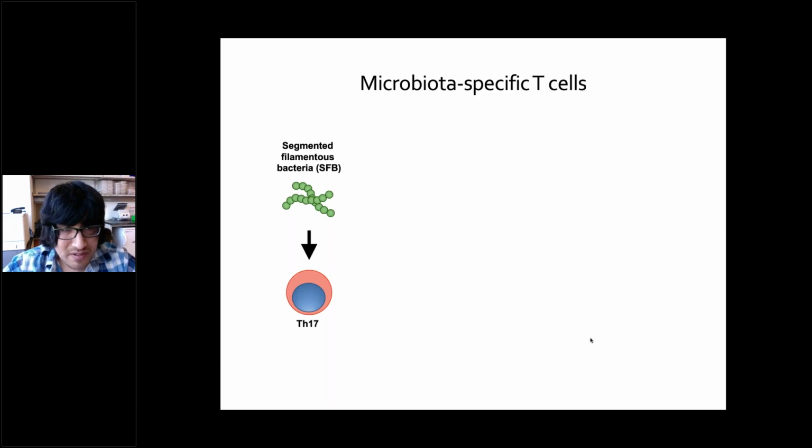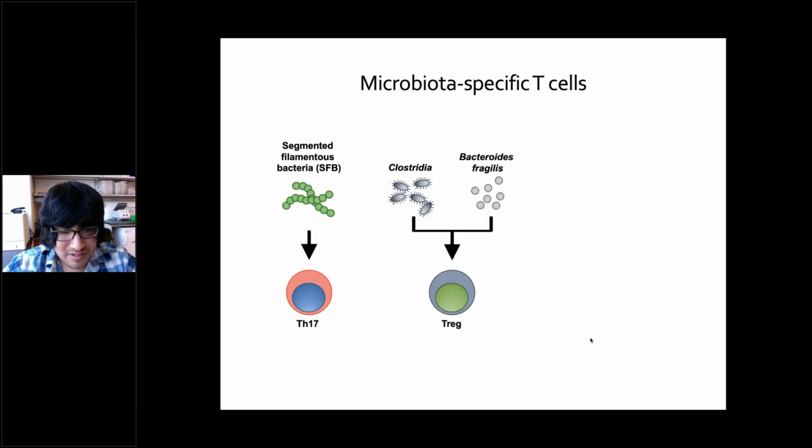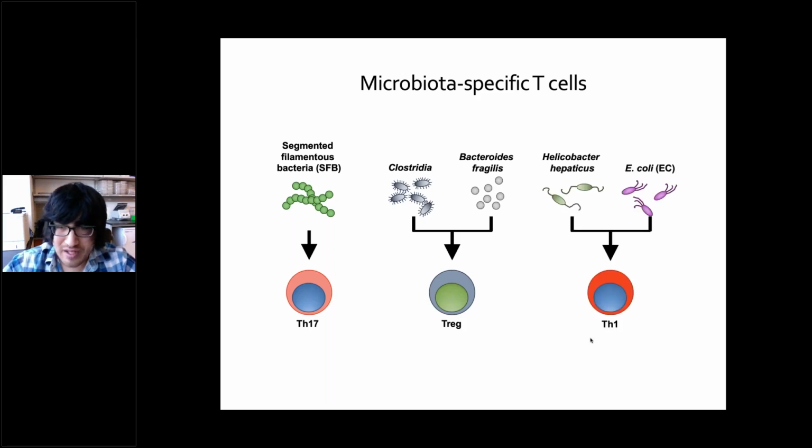Like I mentioned before, segmented filamentous bacteria, or SFB, is known to induce Th17 responses. Bacteria from the class Clostridia and also B. fragilis are known to induce regulatory T cells. And Helicobacter hepaticus, as well as E. coli, are known to induce bacteria-specific Th1 responses. Another recent example is Akkermansia muciniphila, which is known to induce follicular helper T cells.